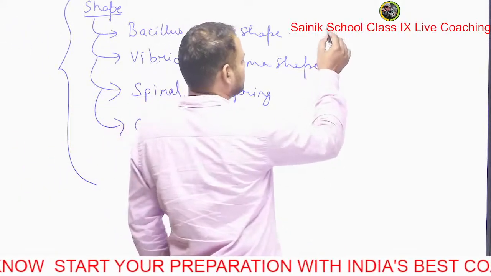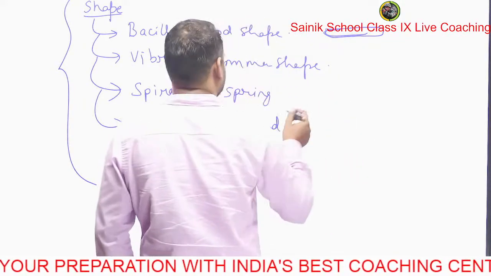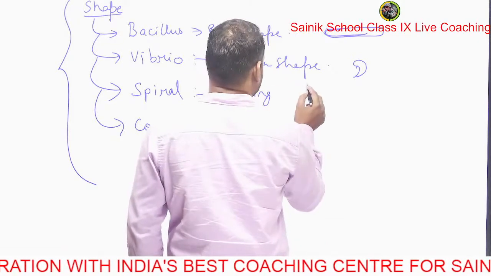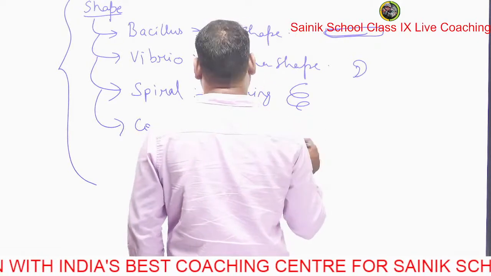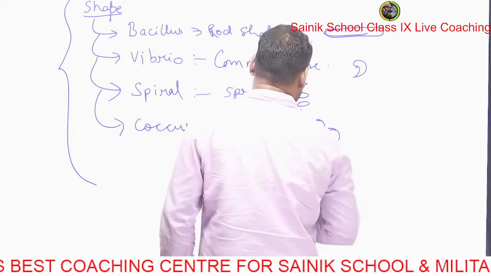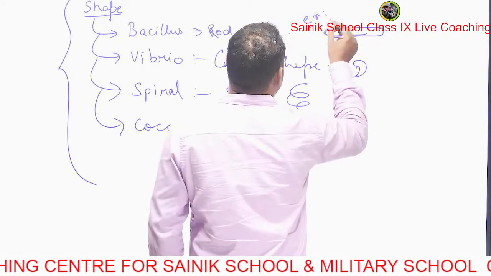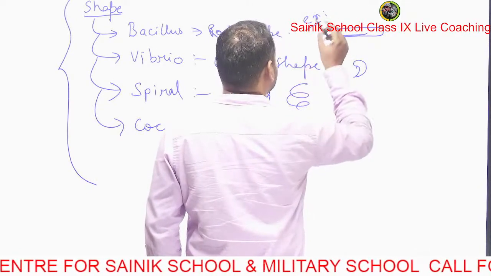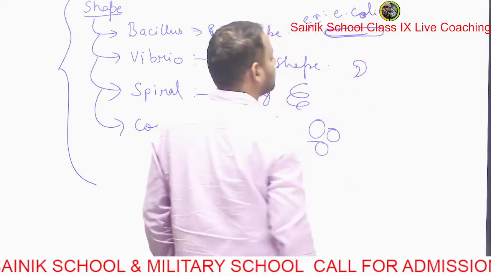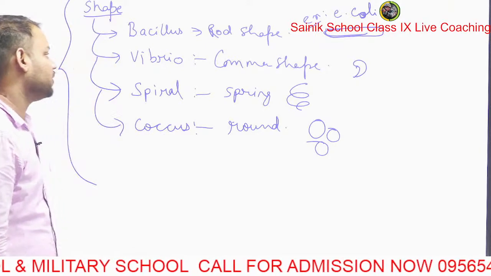Bacillus is rod shaped, which is rigid in structure. Vibrio is comma shaped, spiral is spring shaped, and coccus is round shaped. An example of bacillus, which is important from the exam point of view, is E. coli, which is present in the small intestine of human beings.